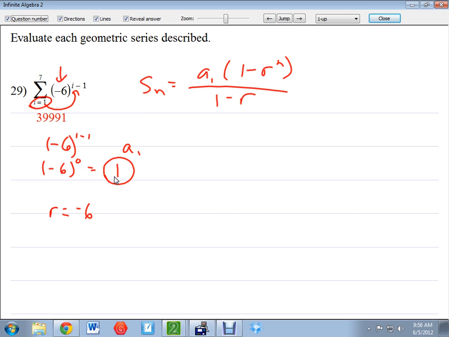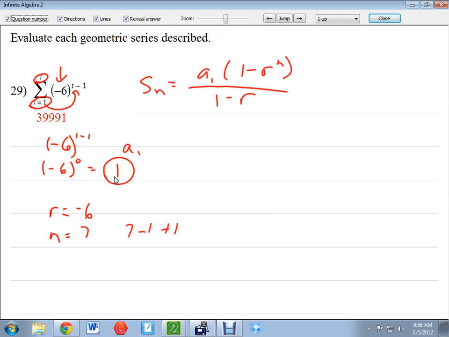N is the number of terms, and the number of terms is found by asking how many terms there are between the bottom number and the top number. So from 1 to 7 are 1, 2, 3, 4, 5, 6, 7. That is obviously 7 terms, and you can also find that by simply subtracting the top minus the bottom plus 1. But if it starts at 1, then the top number is always your N.